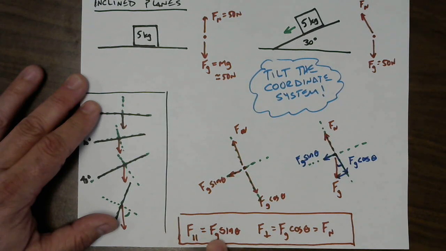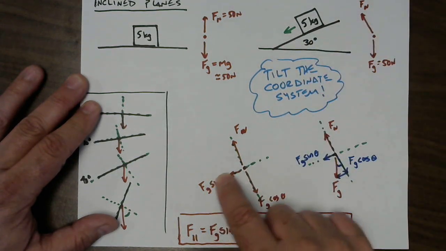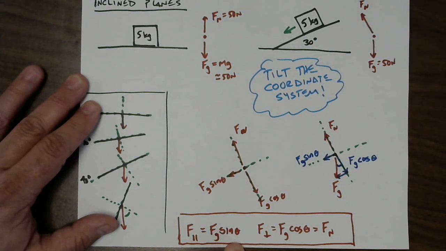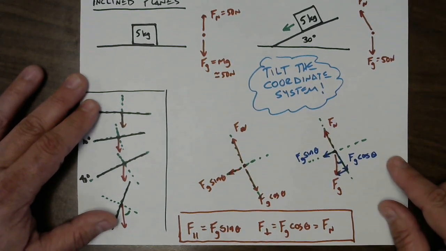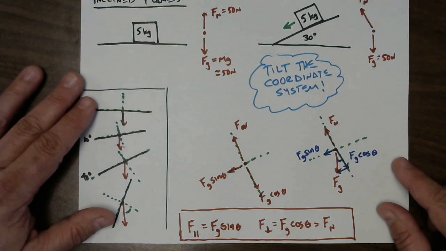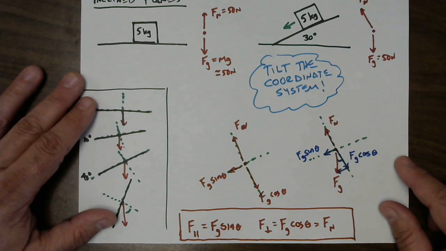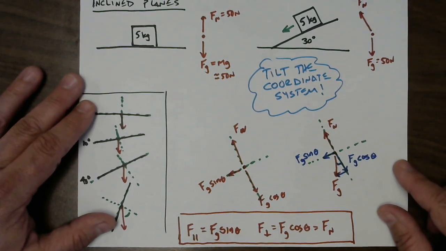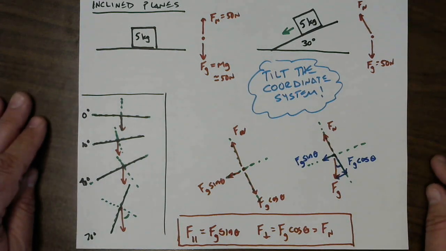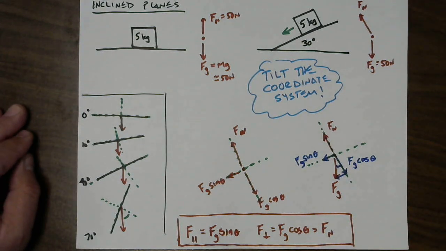This parallel direction, parallel to the plane, is the old x-axis, and it's using sine. And this perpendicular to the plane is the old y-axis, and it's using cosine. All right, so that's a good way to start inclined planes. We'll do a little more with that when we do some examples, and I hope that sorts things out.